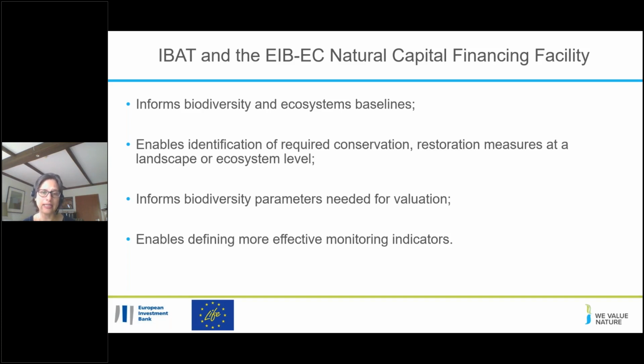And then finally, it helps us develop more effective monitoring indicators. Again, because we do not always have the baselines and the accurate baselines, IBAT has been seen as a very useful tool to actually define these monitoring indicators, not only for the natural capital financing facility, but also in our standard projects. So where we can also engage with our clients in defining these monitoring indicators and then allowing them to report on these monitoring indicators to see the trends and evolution on the values of biodiversity that they're impacting on, whether it's negative or positive.